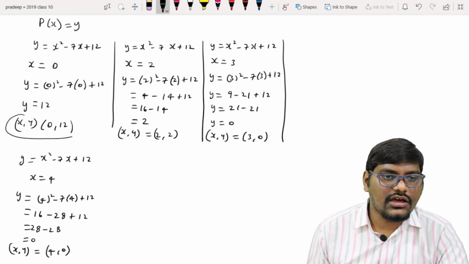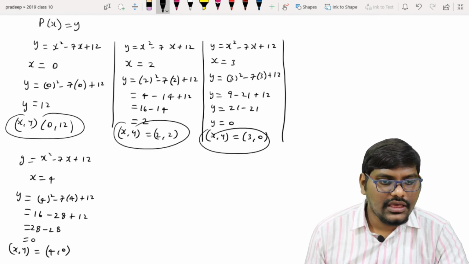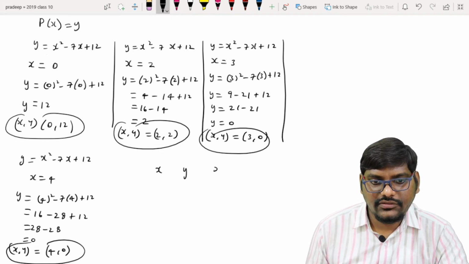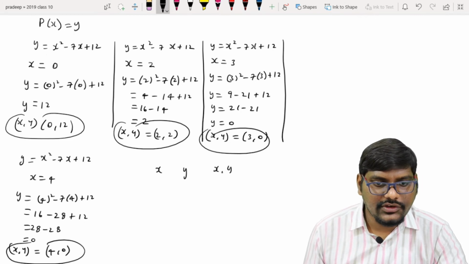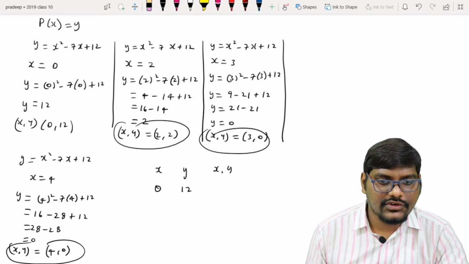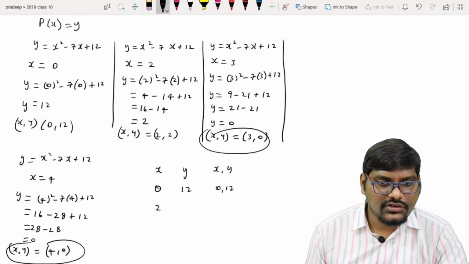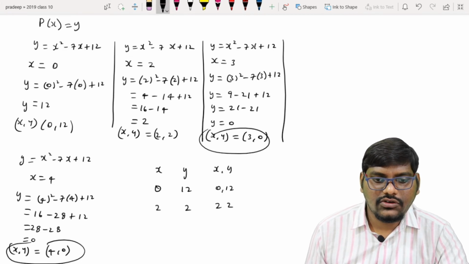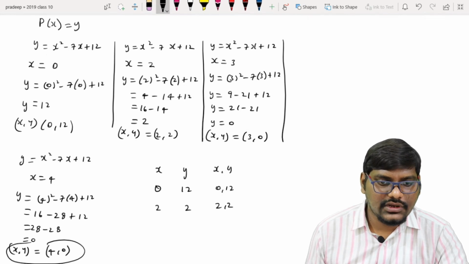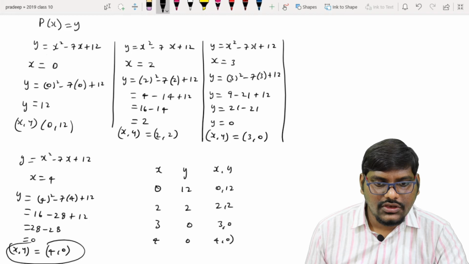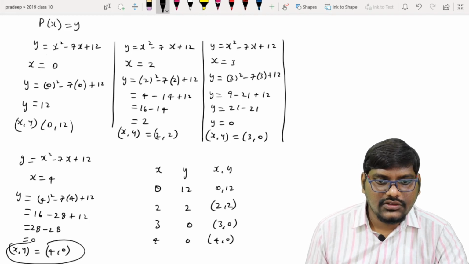Alright, so let's use all of these points, make a table, and try to draw the graph. We'll take x and y. When we took x as 0, we got y as 12, so we got 0 comma 12. The second one: when we took x as 2, y also we got 2, so 2 comma 2. Then 3 comma 0, and when we took 4, we got 0, so 4 comma 0. Okay, these are all the points, so let's try to draw the graph.